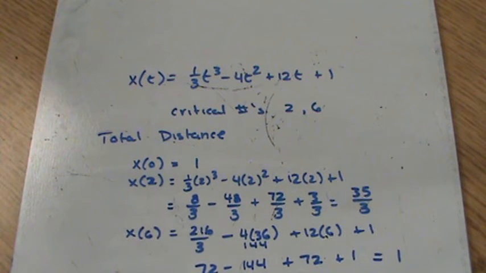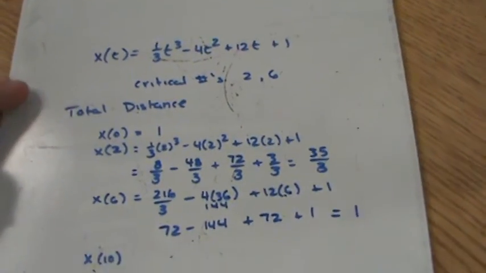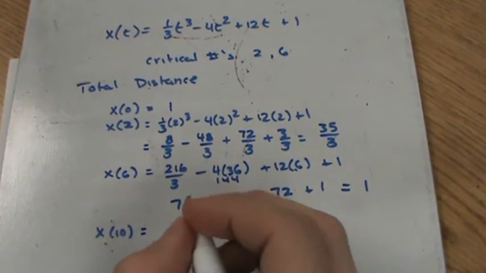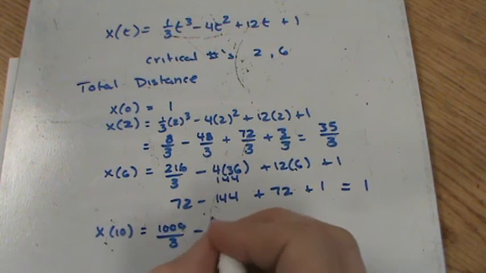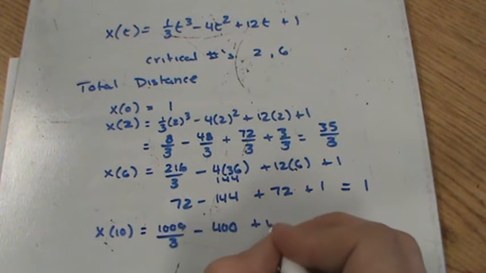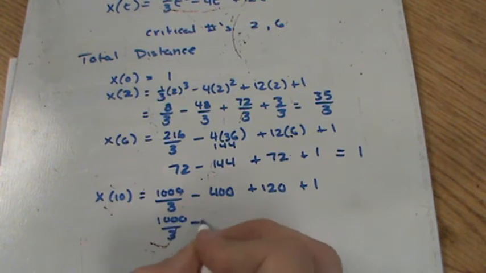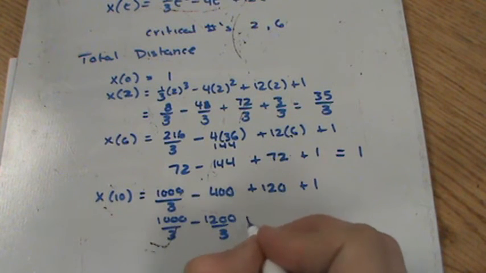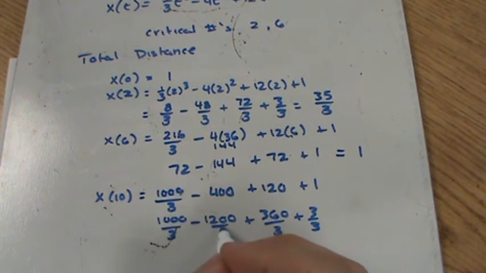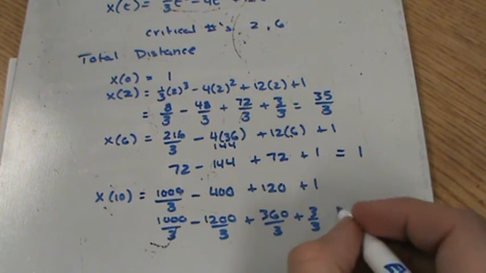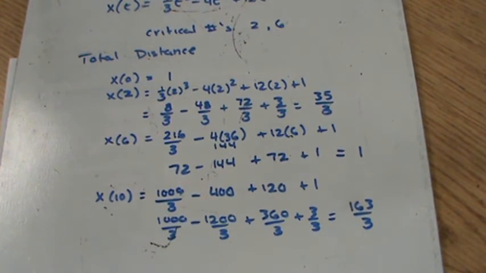And x of 10 is going to give us 10 cubed is 1,000 over 3 minus 400 plus 120 plus 1. That would be 1,000 over 3 minus 1,200 over 3 plus 360 over 3 plus 3 over 3. This gives us negative 200, gives us 160, so 163 over 3. Okay, so all kinds of fun numbers here.